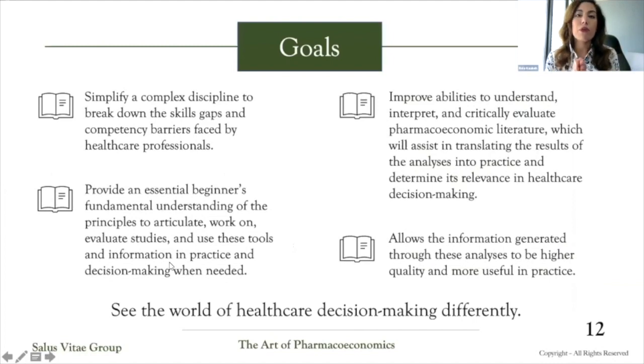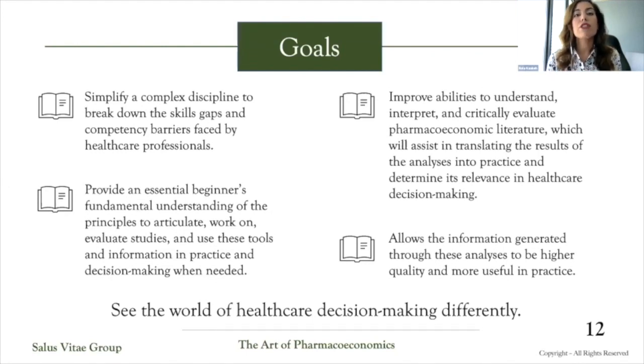Now, why this book was written, and the goals behind it as I was writing it. This discipline, especially for those involved in pharmacoeconomics, is a very technical discipline. There are several great organizations working within this space, and several professionals widely published within this space, which is good, but it is very complex. So the goal is to simplify a complex discipline, to break down the skills gap and competency barriers faced by many healthcare professionals, so more people can understand these various elements in a much simpler, digestible, foundational way.